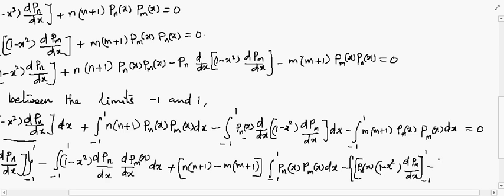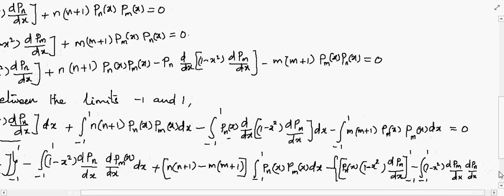Then minus integral minus 1 to plus 1 u dv. Sorry, v du. V is 1 minus x square into dPm by dx, and du will be d of Pn by dx into our differential term dx, equal to 0. Okay.